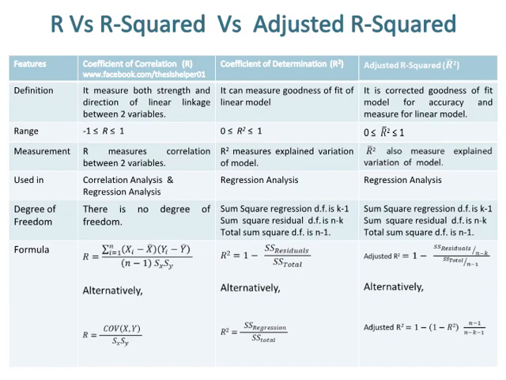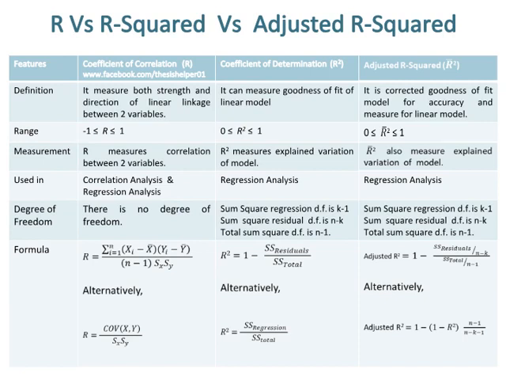are used in regression analysis. There is no degree of freedom in coefficient of correlation, while the degrees of freedom of R squared and adjusted R squared are the same, such as sum of squares regression degrees of freedom is k-1, sum of squares residual degrees of freedom is n-k, and total sum of squares degrees of freedom is n-1.